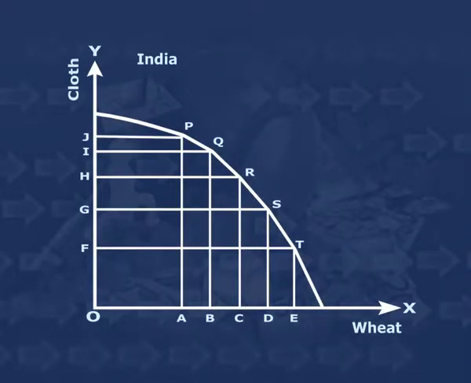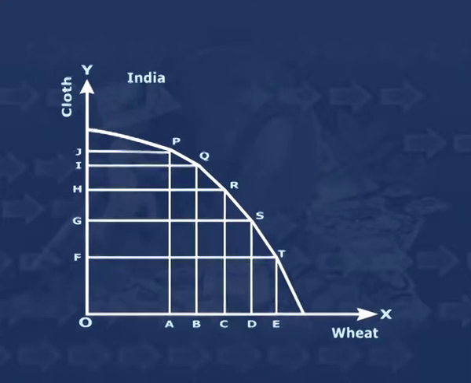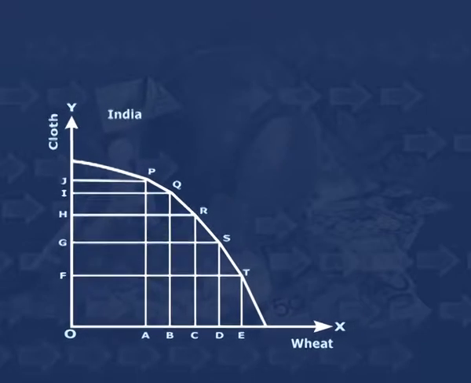We assume there are two nations, say India and Japan, and two commodities, wheat and cloth. Here in the figure we can see the production possibility frontier with increasing opportunity costs. Wheat is measured on the x-axis and cloth is measured on the y-axis. Suppose India wants to produce more wheat. Let us assume that India starts from point P on the production possibility frontier. Since point P is on the production possibility frontier, all the resources are fully utilized. If India wants to produce more wheat, it has to reduce the production of cloth.